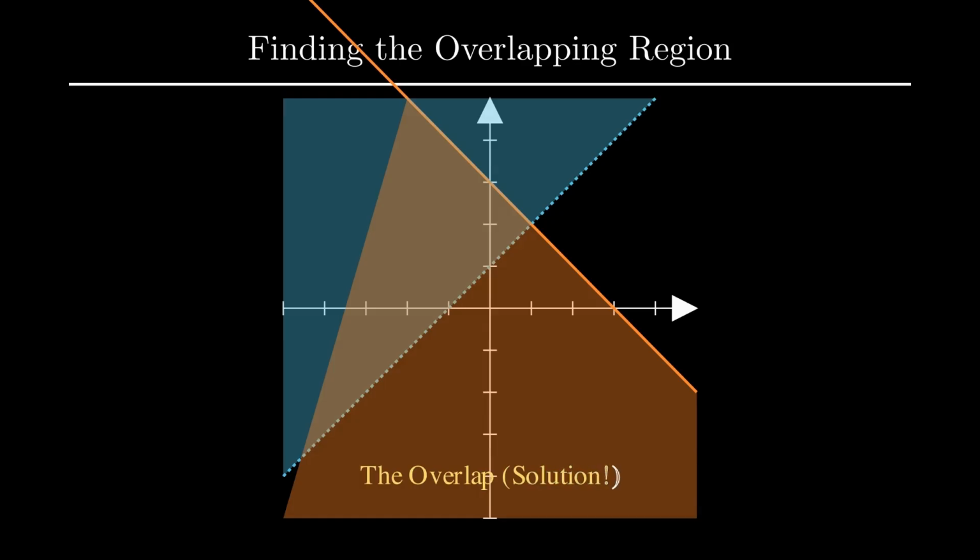To verify our work, we can also test a point right inside this shared zone. For example, negative 2, 2. If we plug those coordinates back into both of our original inequalities, they both check out perfectly, confirming that we indeed found the right region. Next, let's take a look at our second practice problem.